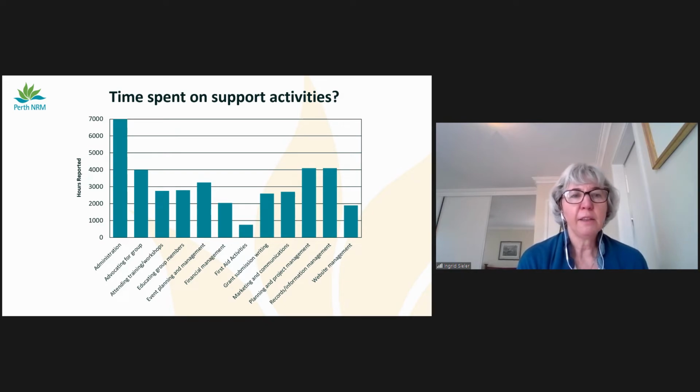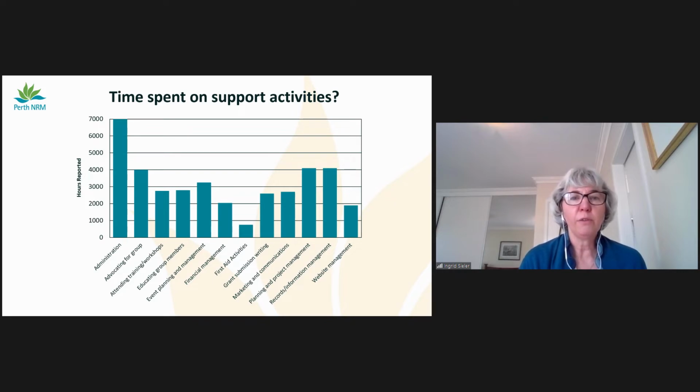From the graph, you can see that just 7,000 hours was spent on admin, so collecting information, emails, all of that sort of thing. And then they also spent close to 4,000 hours on advocating for their groups and the work that they do, planning and managing the projects, and then really importantly, recording the information and the management. Together these tasks contribute about 40% of the administrative tasks. And this information is very similar to what we received for previous years.